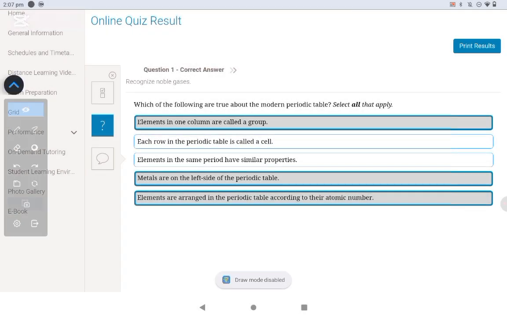Elements in one column are called a group. Yes. Each row in the periodic table is called a cell. No, each row is called a period. Elements in the same period have similar properties. No, elements in the same group have similar properties. Metals are on the left side of the periodic table. Elements are arranged in the periodic table according to their atomic number. Yes, so basically their number of protons.